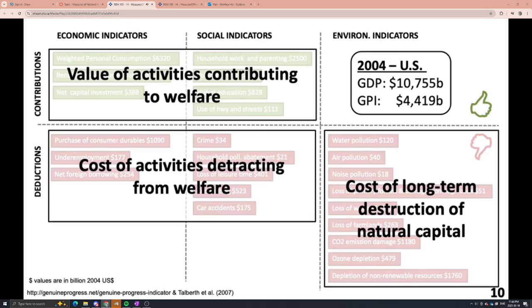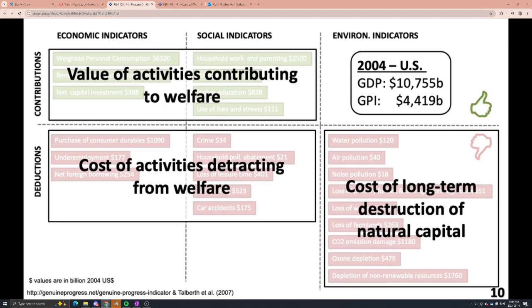Now, in 2004, the GDP, the gross domestic product in the US, was roughly 10 trillion, with a T, dollars, while the GPI was only $4,000 billion or $4 trillion. This now explicitly shows that there's a substantial social and environmental cost associated with our spending.